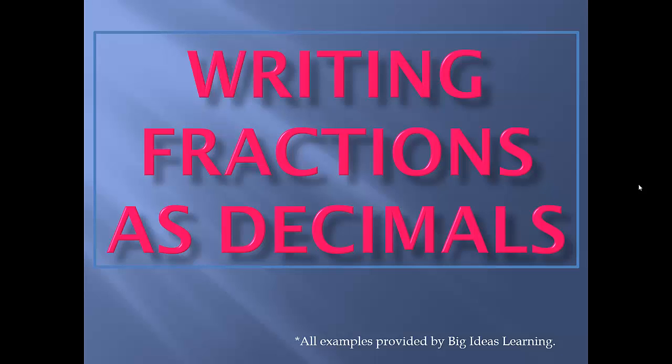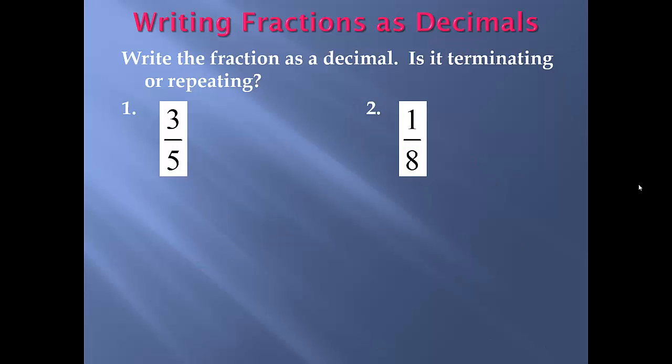Today's lesson is on writing fractions as decimals. First, we're going to write the fraction as a decimal, and then we're going to see if it is terminating or repeating. So for number 1, we have 3/5. We're going to use division to convert this fraction to a decimal.